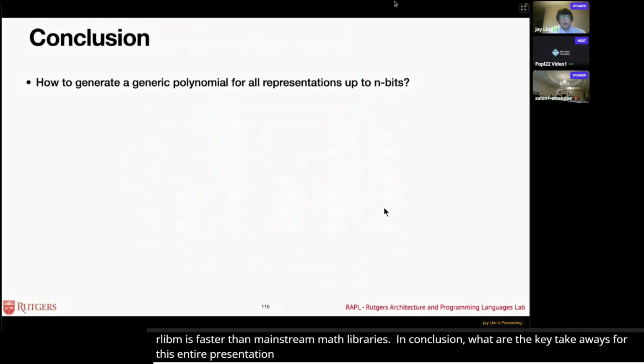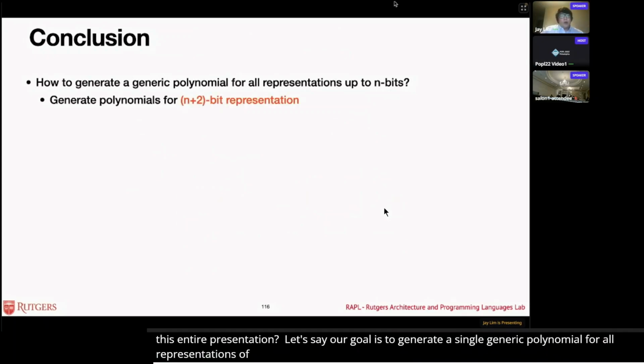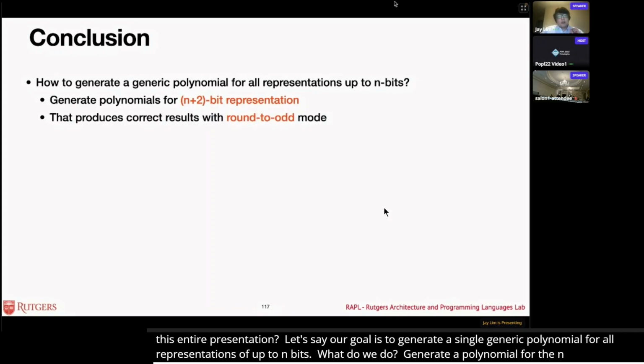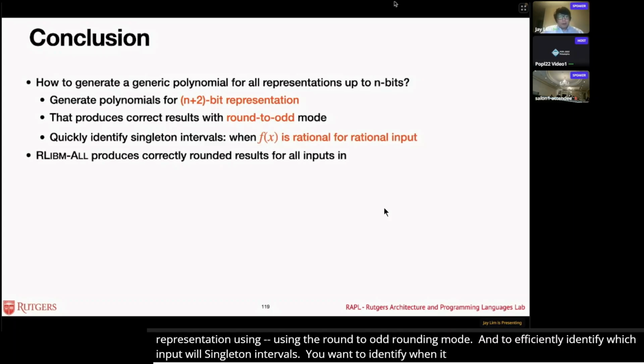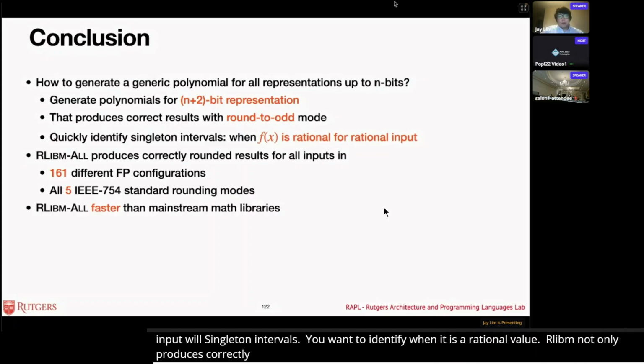Let's say our goal is to generate a single generic polynomial for all representations of up to n bits. What do we do? We generate a polynomial for the n plus 2-bit representation using the round to odd rounding mode. And to efficiently identify which input will result in singleton intervals, you would identify when the real value of the elementary function is a rational value. Our resulting math library, RLibMall, not only produces correctly rounded results for hundreds of representations and rounding modes, but it's faster than mainstream math libraries.